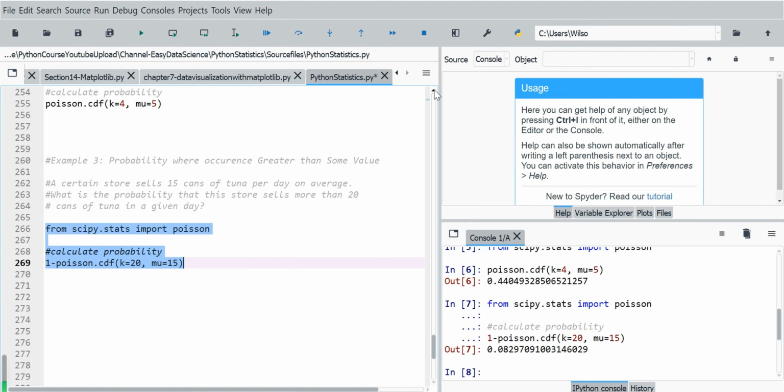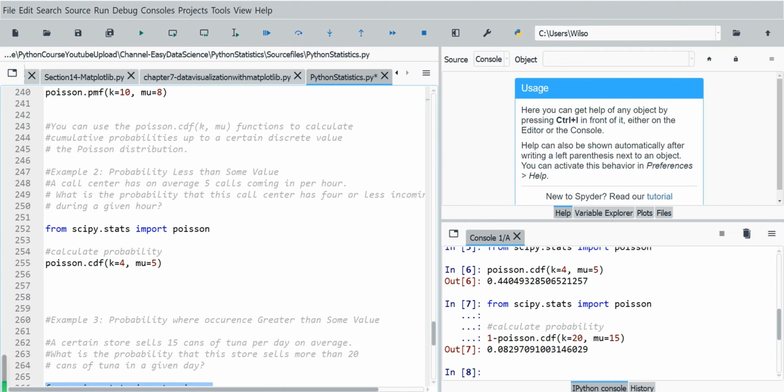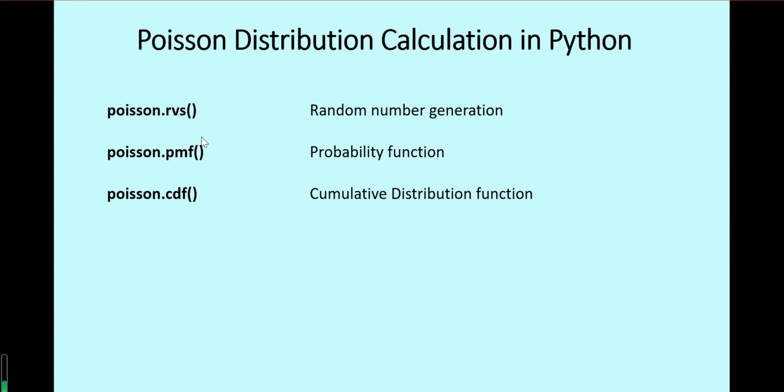In summary, we can use 3 functions for the Poisson distribution in Python. rvs is for random number generation, pmf is the probability function for a specific count number, and cdf is the cumulative distribution function, whether we want to calculate the probability of less than some value or larger than some value.